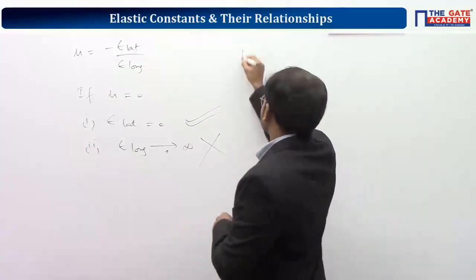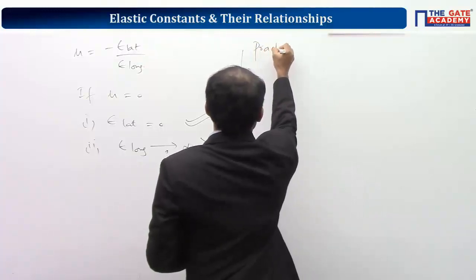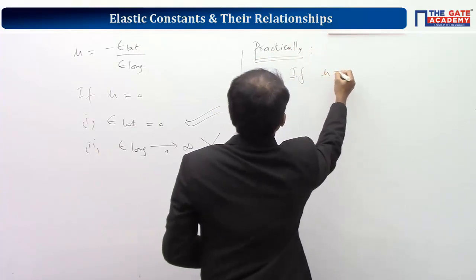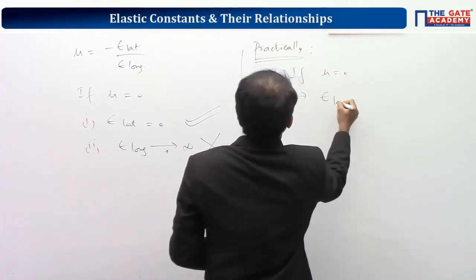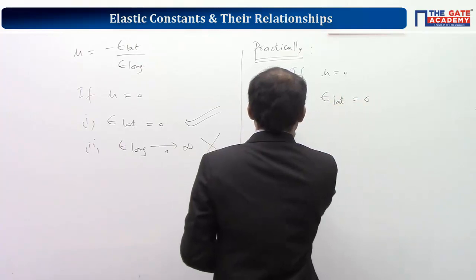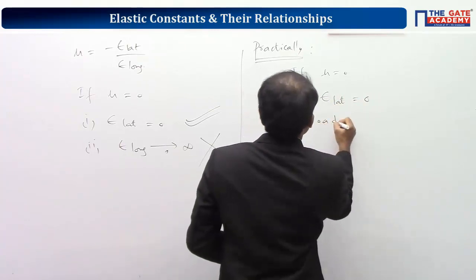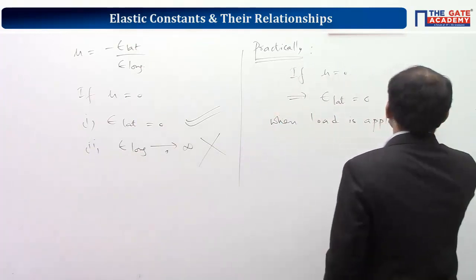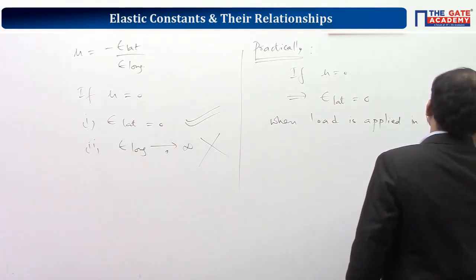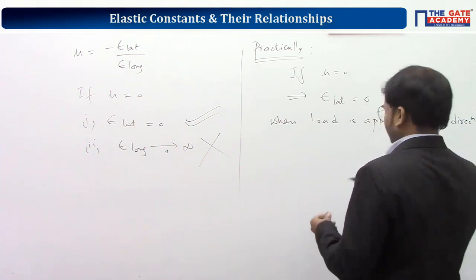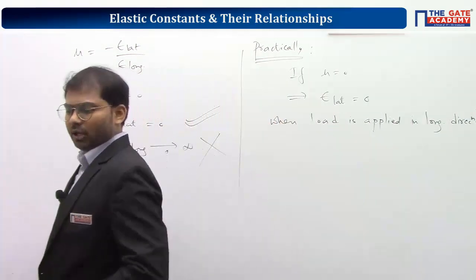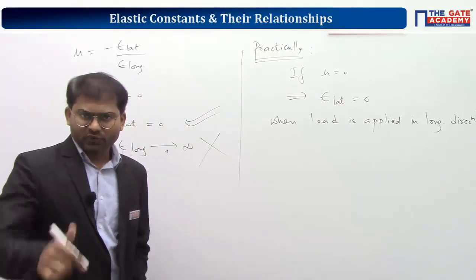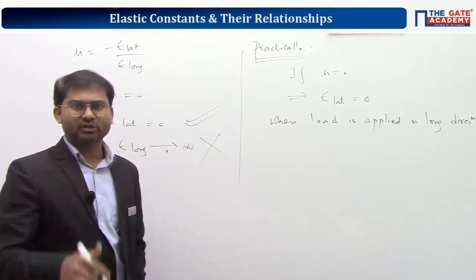So practically speaking, if Poisson's ratio is equal to 0, this immediately implies that lateral strain is equal to 0 when load is applied in the longitudinal direction. Now, if you see the options, we have kept option A aside. We'll come back to that later.